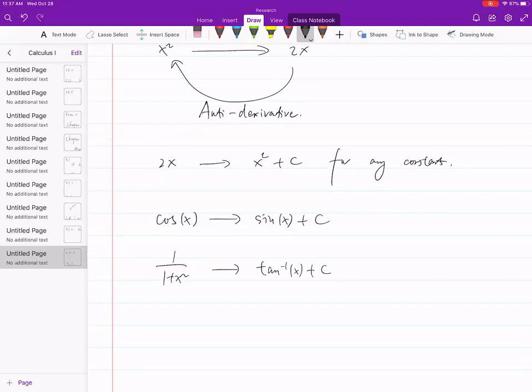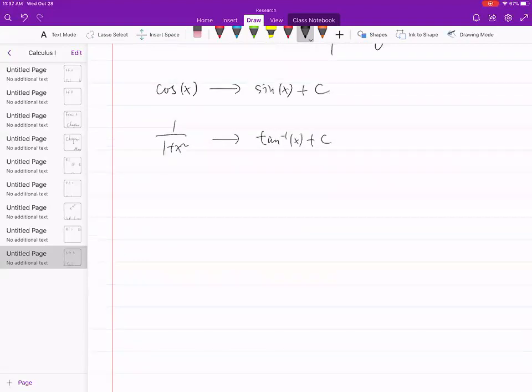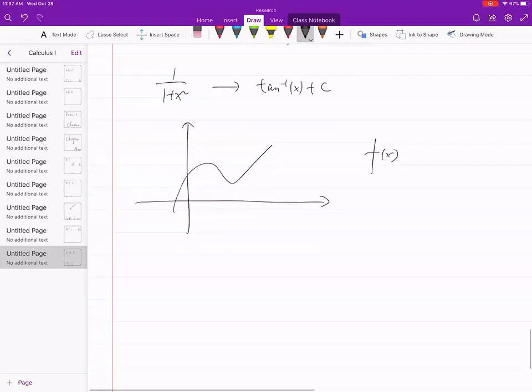Okay, so that will basically be the next half of the semester. Sounds good? Okay, antiderivative. Of course, does it make sense to you? Well, think about this. If you know the f of x, can you find f prime of x?